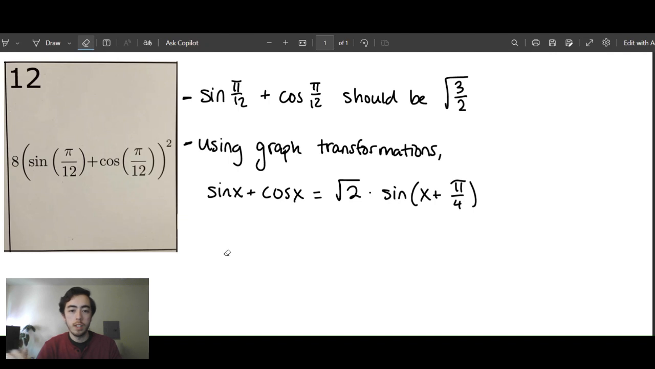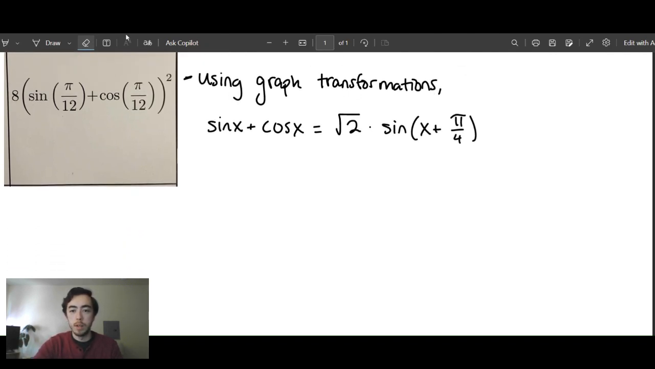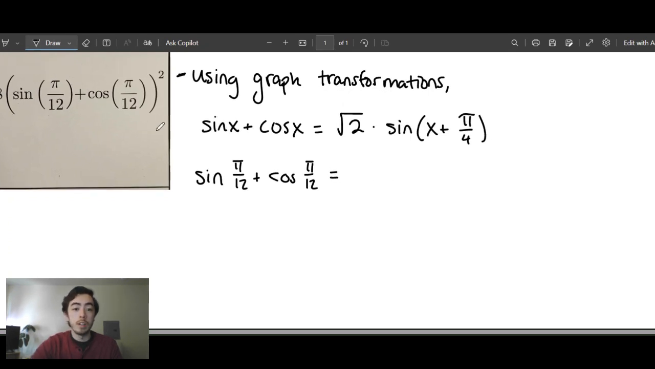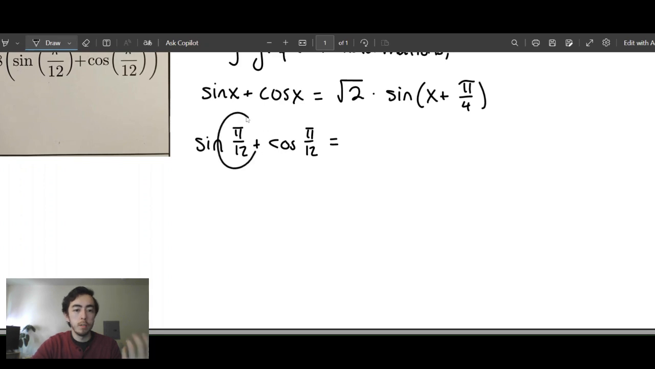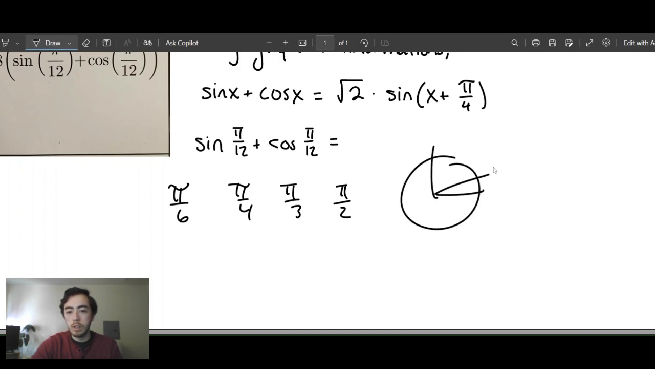Now that I know that sine of x plus cosine of x is the same as this expression on the right, all I really need to do is plug in pi over 12 for all the x's that I see. And I'm going to hope that I get something a little bit easier on the right side. And what I mean by easier is that there's some usual angle measurements that you plug into sine and cosine functions. Usually they're going to be pi over 6, pi over 4, pi over 3, and pi over 2. These correspond to 30 degrees, 45, 60, and then 90. And all of those are fairly easy angles to plug into these trig functions.